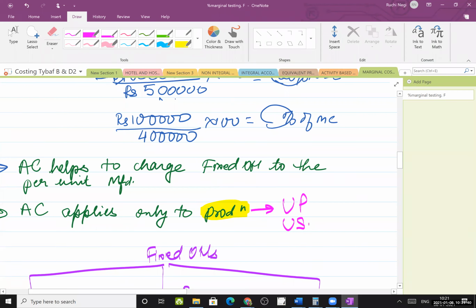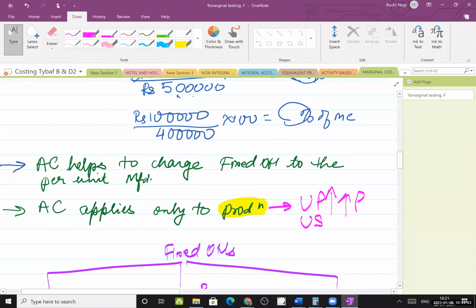Okay, so according to absorption costing, if you want to increase your profit, you have to increase your production. This is the theory of absorption costing.